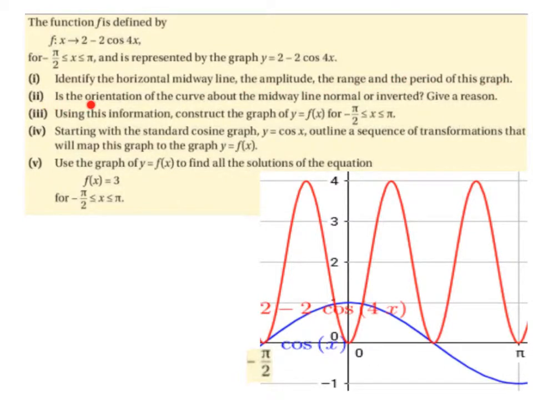Part 2, is the orientation of the curve about the midway line normal or inverted? Give a reason. Part 3, using this information, construct the graph of y equals f of x for x values greater or equal to minus pi over 2, less than or equal to pi. Part 4, starting with the standard cosine graph, y equals cos of x, outline a sequence of transformations that will map this graph to the graph y equals f of x.